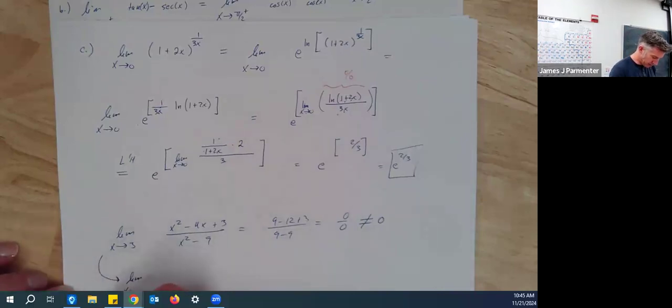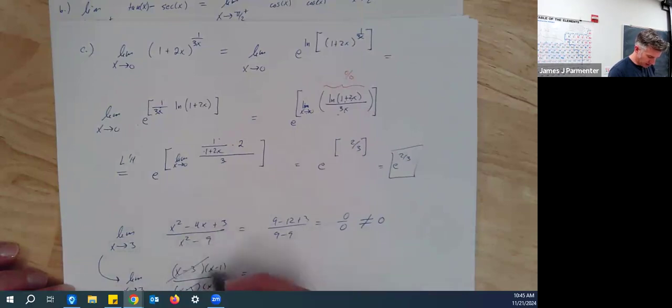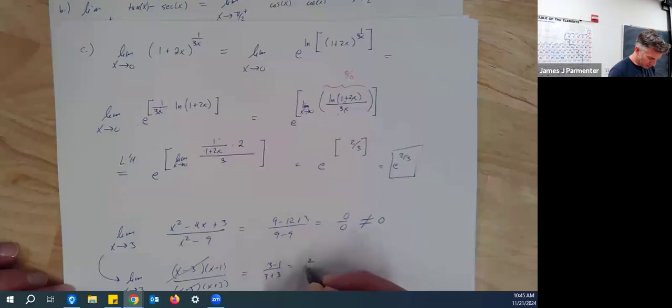Okay, great. This is the limit as x approaches 3. Top factors as x minus 3 times x minus 1. The bottom factors as x minus 3 times x plus 3. If we cancel the x minus 3s and plug in 3 for the rest of the x's, we get 3 minus 1 over 3 plus 3, which is 2 over 6, which is 1/3.